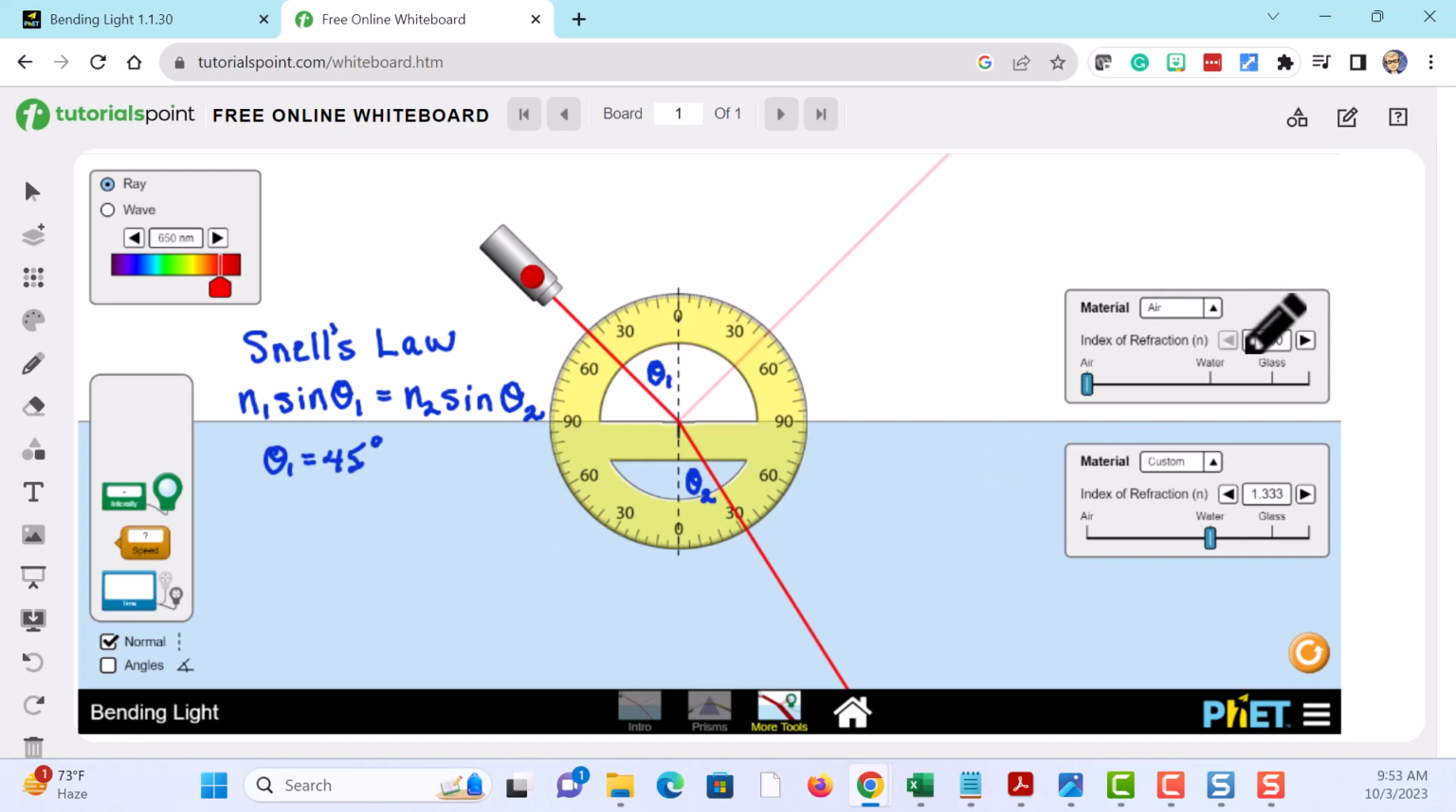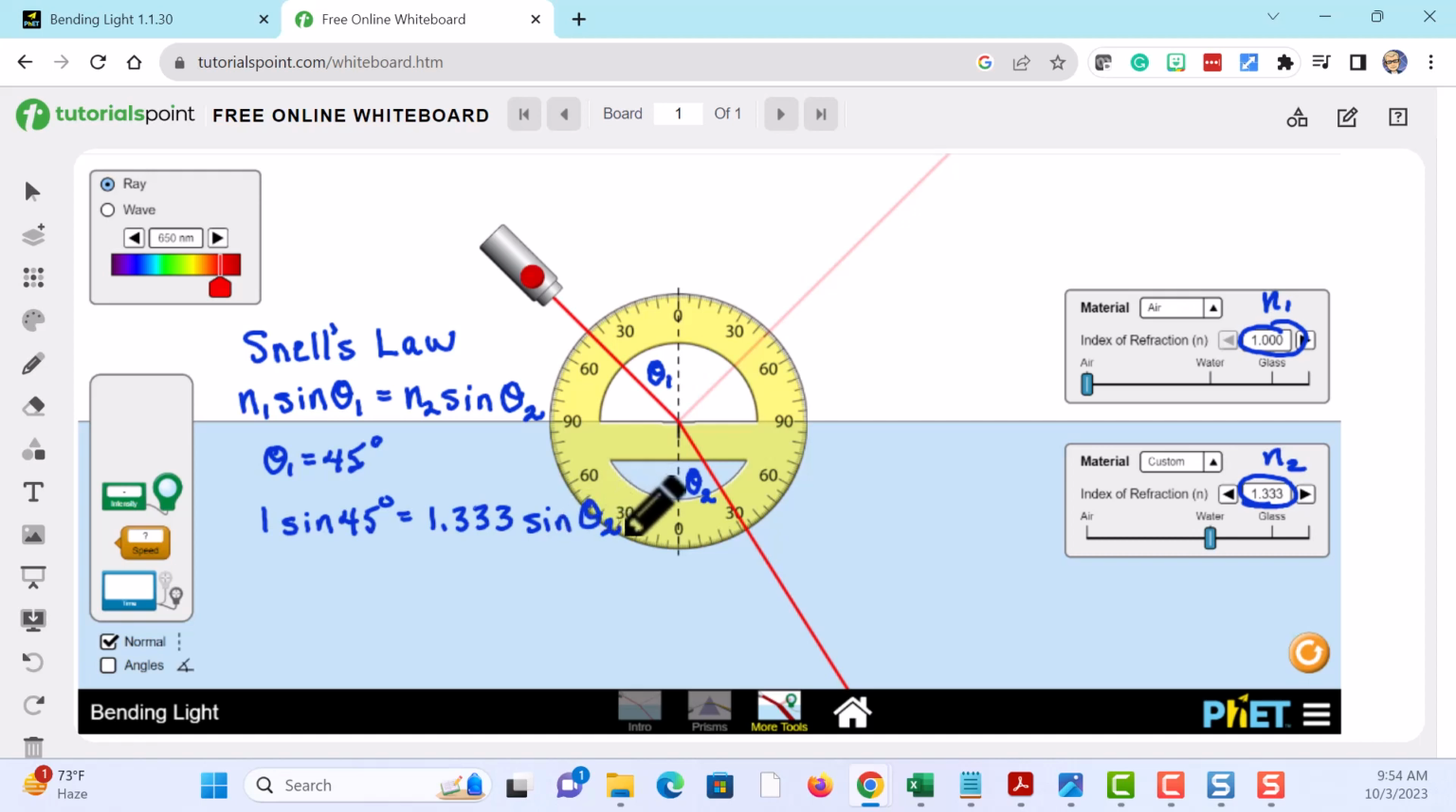Over here on the right, we have n1 and n2. Our index of refraction for air is 1, so this is our n1. And our index of refraction for water is 1.333, so this will be our n2. We just substitute those into the formula. We get n1, which is 1, times the sine of theta 1, which is 45 degrees, is equal to n2, which is 1.333, times the sine of theta 2.